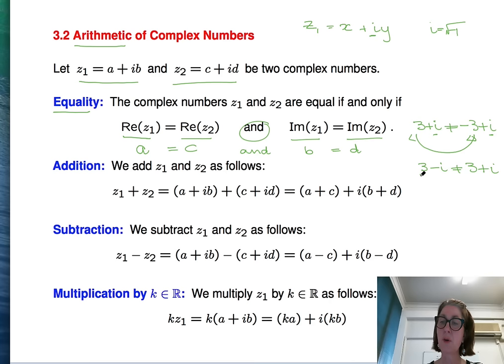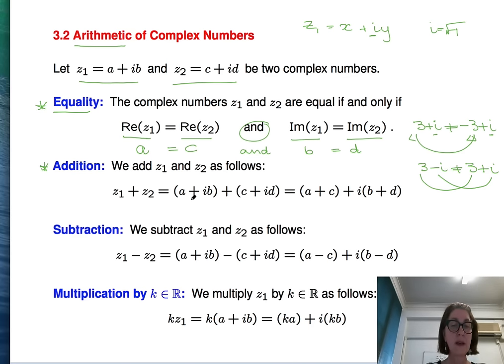So the real part of these two complex numbers are the same, but the imaginary part of the two complex numbers are different. So just to repeat, we need to have both the real part and the imaginary part of our complex numbers being the same. So that's about equality of complex numbers. What about addition of complex numbers?